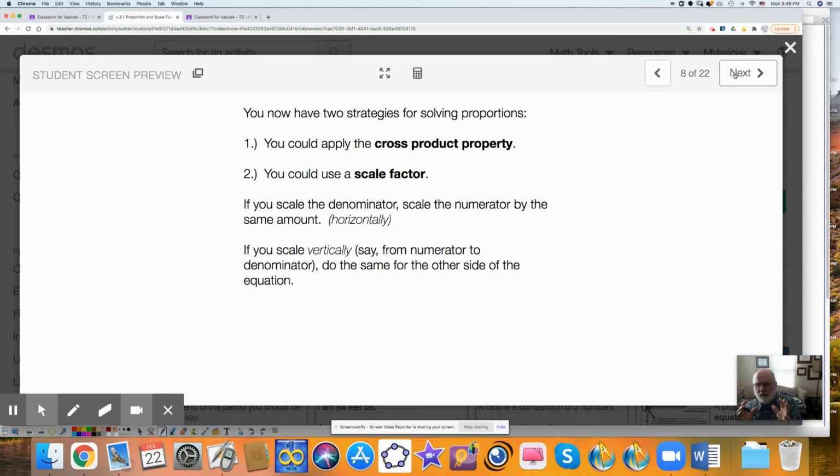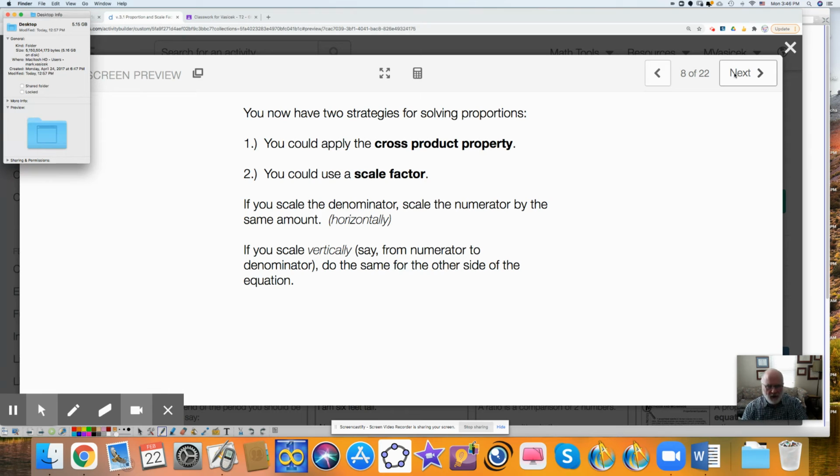Now, you have two ways and strategies of solving proportions. One is to use the cross product property, which always works. Another one is to use a scale factor. So if you scale the bottom, you scale the top. You could also do that same scaling up and down.